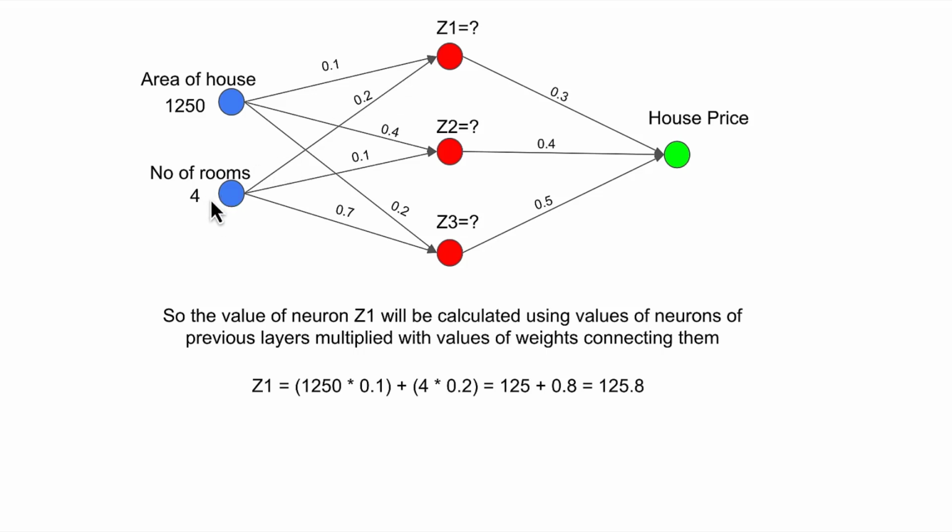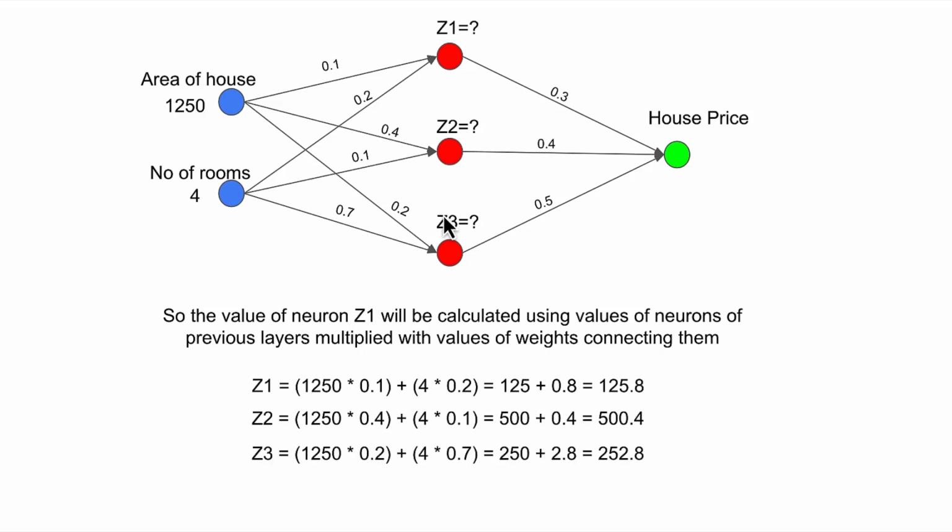So we can see this room is also connected. So we are going to take the value of room and multiply it with this weight 0.2. So there you can see we are doing this as well. And after that we are doing the calculations and finding the value 125.8. So that will be the value for this z1. And using the same formula we are going to calculate the value for z2 and z3 as well.